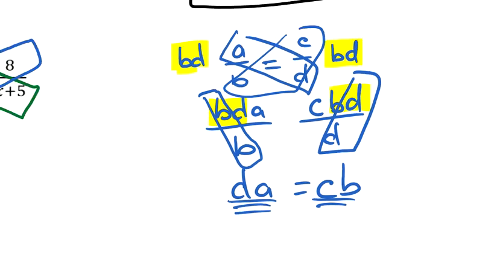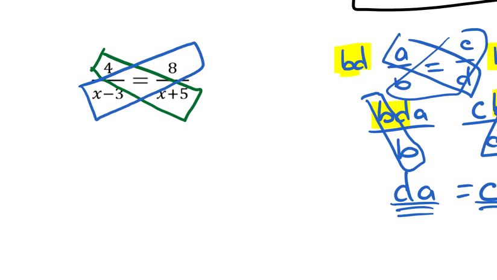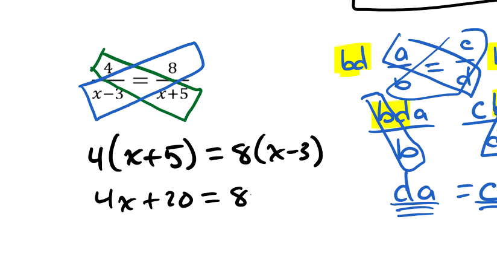I show that because I don't want you to think this is some weird magical thing. This is why this works. So these cross products are equal. That means 4 times the quantity of x plus 5, the diagonal that I've highlighted in green, has to be the same as 8 times the quantity of x minus 3. So here we have 4x plus 20 equals 8x minus 24.